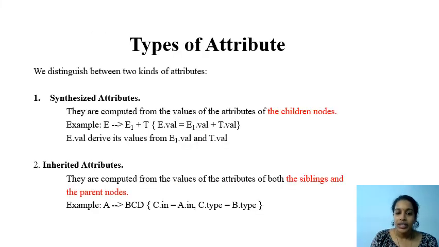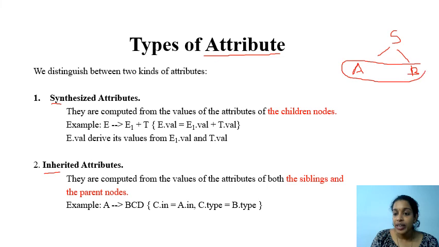Now we are going to discuss various types of attributes. SDD associates attributes with its variables. There are two kinds of attributes: one is synthesized attribute, another one is inherited attribute. As the name indicates, synthesized attributes synthesize their values from their children. Consider this example: S gives AB. S is a parent and A and B are its children. If S takes its values from its children A and B, then such an attribute is a synthesized attribute.